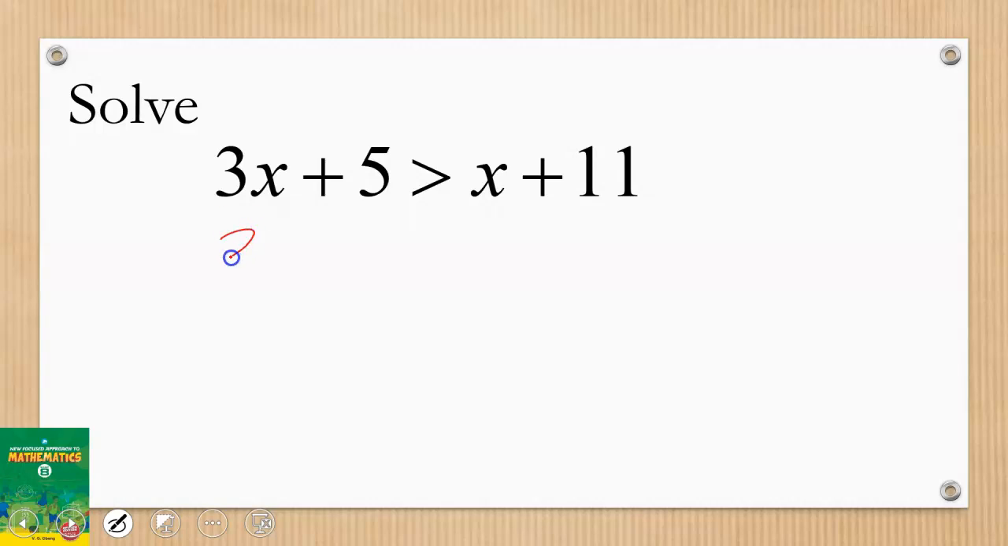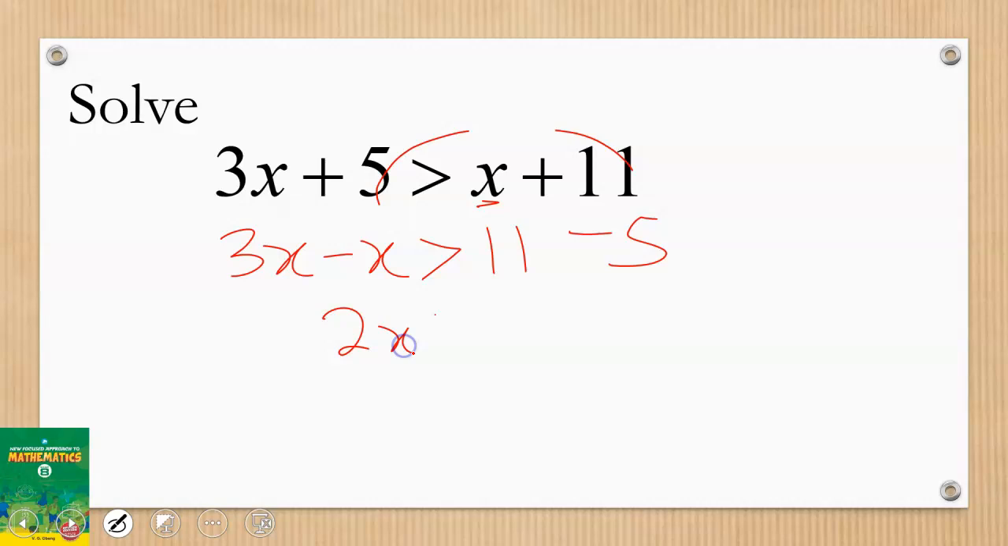Once again, I can group the like terms, letting this one come here as minus. Bring my sign. I have 11 here. This one will go to become minus 5. Then I have my 2x, and subtracting 5 from 11 is going to be 6, right? So dividing here by 2, dividing here by 2, I have x greater than 3.